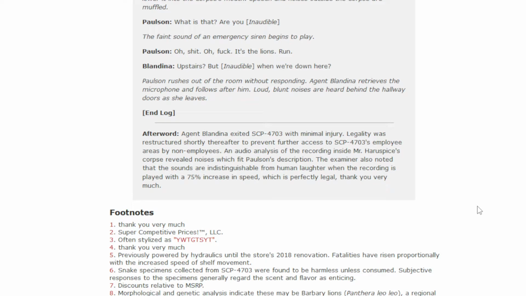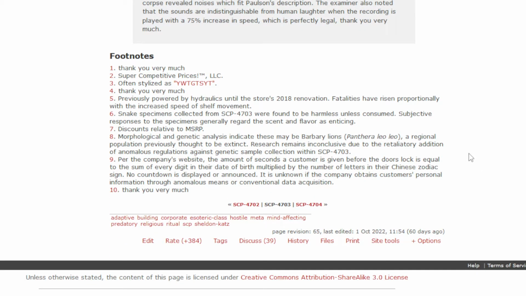Legally, it was restructured shortly after that any further access to the SCP-4703's employee areas by non-employees, and audio analysis of the recording inside of Mr. Horospice's corpse revealed noises which fit Paulson's description. The examiner also noticed that the sounds are indistinguishable from human laughter when recorded and played at very slow, increased speed, which is perfectly legal. Thank you very much. Weird one.